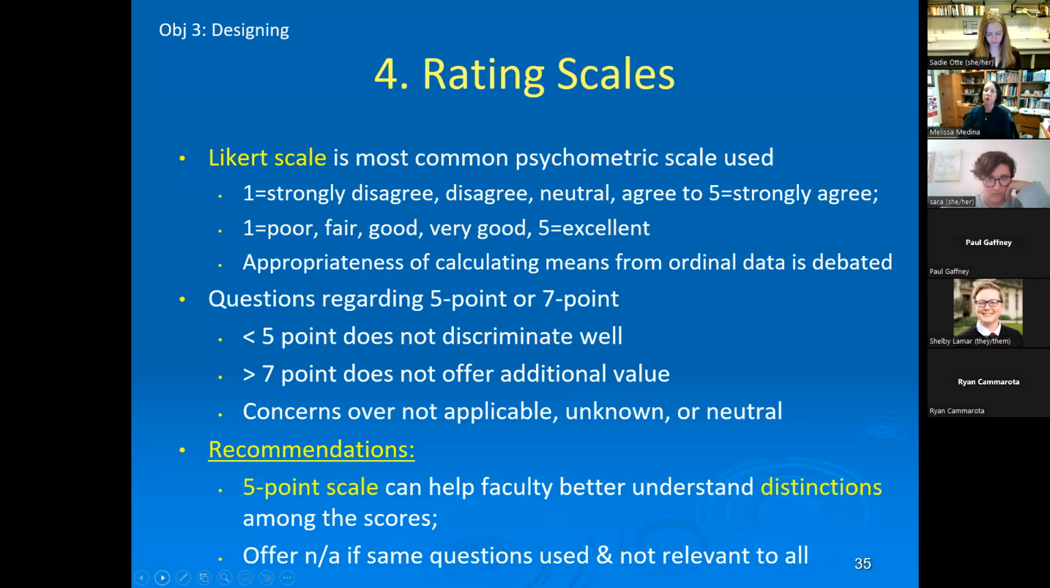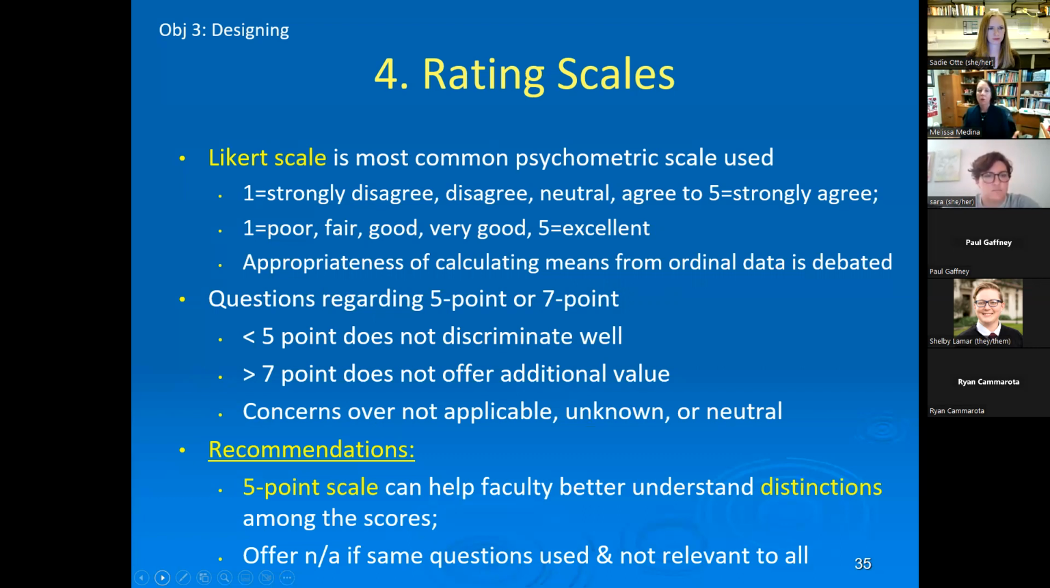And then the fourth question when you're designing is how do you assess the students' perceptions? Rating scales are the most common psychometric scale used, and they tend to vary between 5 and 7 items. So using a Likert scale, or depending on where you're from, you may pronounce it a Likert scale. You can use 5 categories: strongly agree to strongly disagree, or poor to excellent.